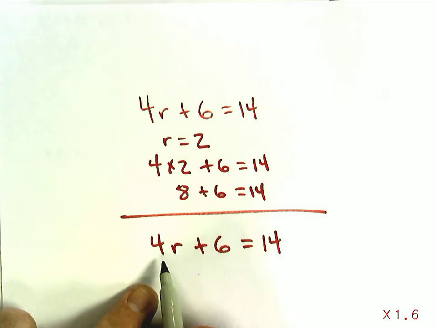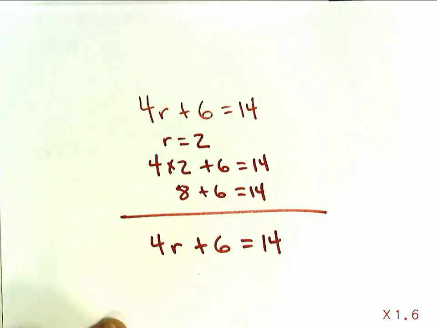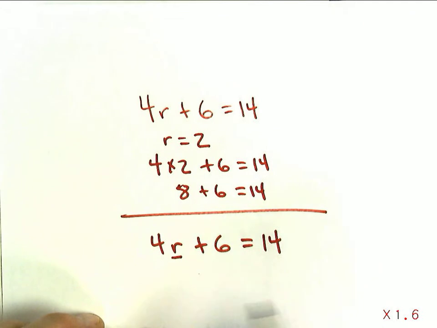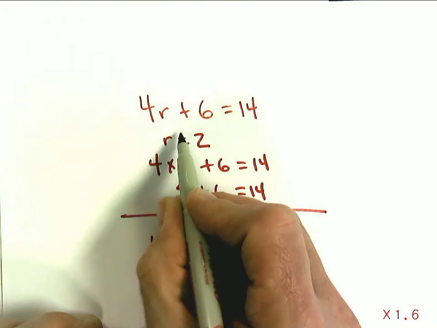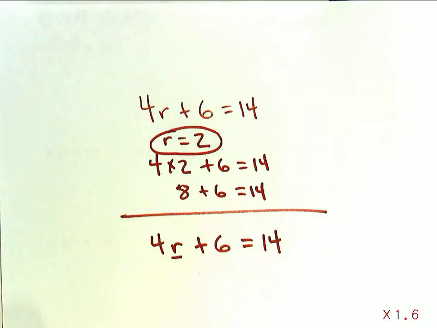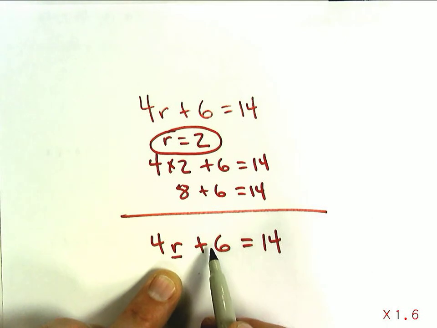So this problem is 4 times r, the variable r, plus 6 equals 14. And the general method of solving equations is to undo them until the only thing I'm left with is r equals something, like I had up here. I want to end up with this. And so the way to do that is to undo things that are there so that the only thing left is this. So right here I have a plus 6.